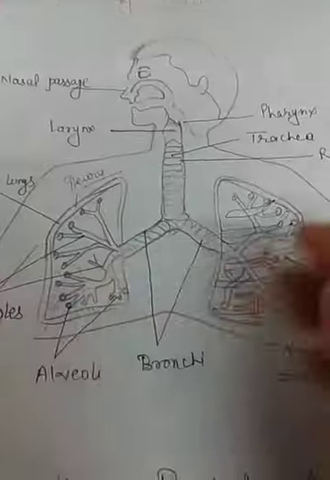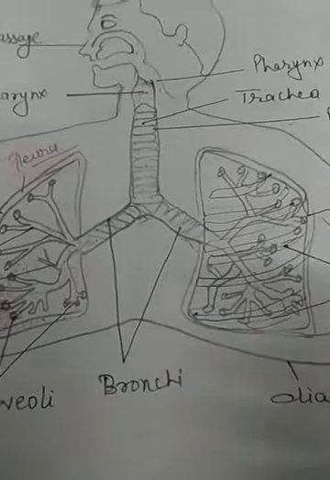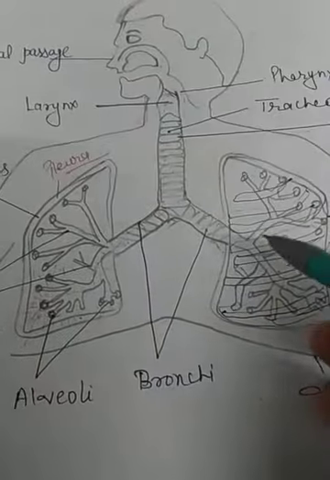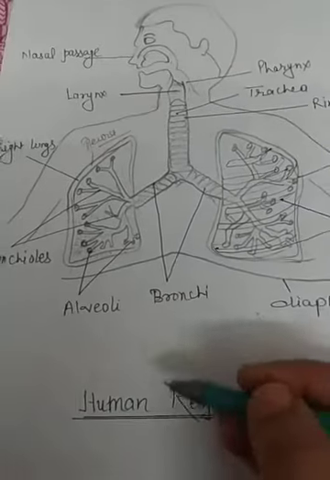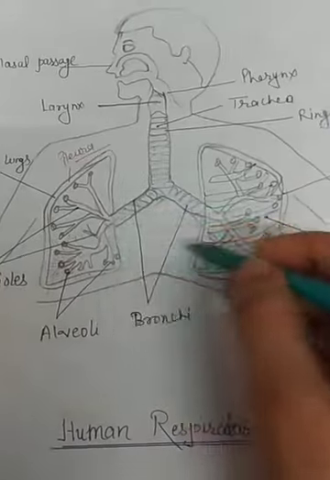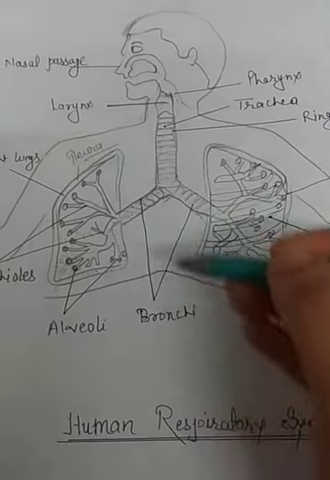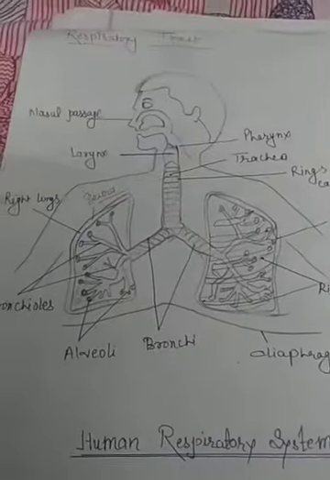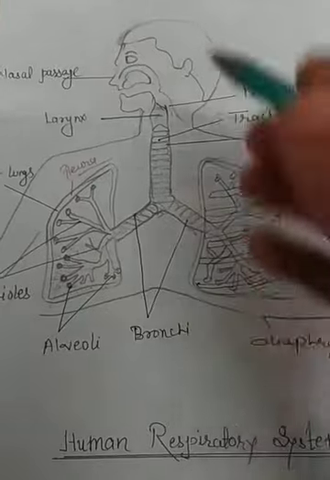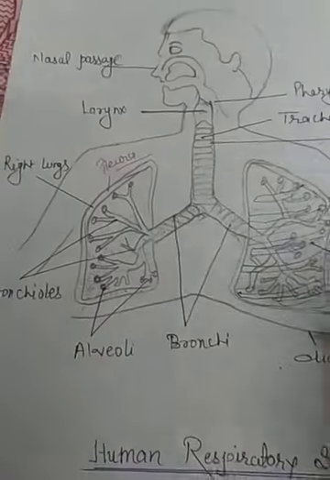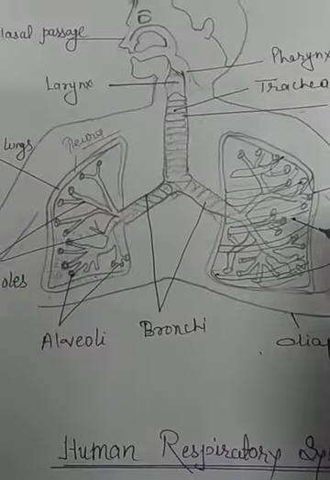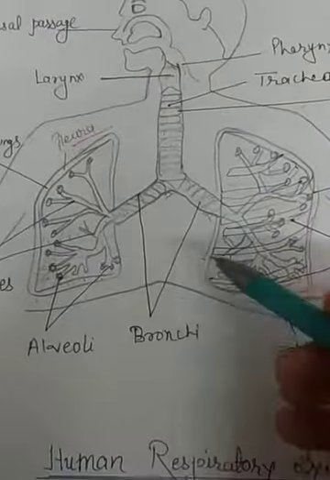Lungs lie in the thoracic cavity on the side of the heart. The thoracic cavity is separated from the abdominal cavity by a muscular portion called the diaphragm. We know our body consists of three parts: head, thorax, and abdomen. So lungs are located in the thoracic cavity.